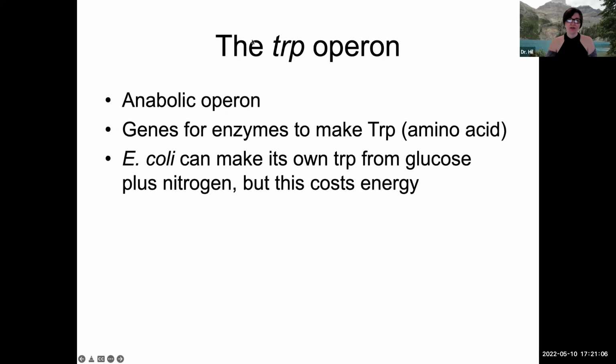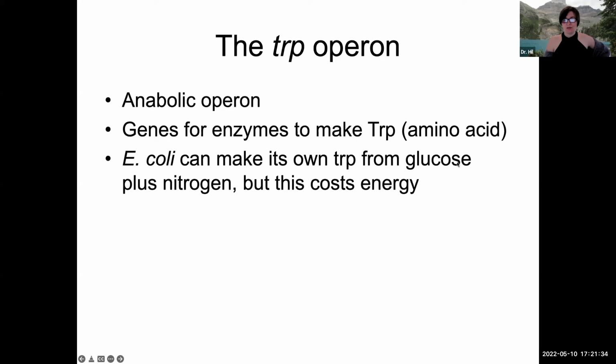So that's how the tryptophan operon is regulated, and we are going to use it as our poster child for other operons just like this. It is an anabolic operon, meaning that it codes for enzymes that build stuff. In this case, the enzymes that make the amino acid tryptophan, and there are 3. Glucose is the starting material for tryptophan in E. coli.